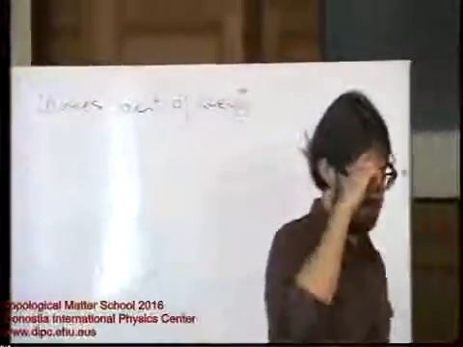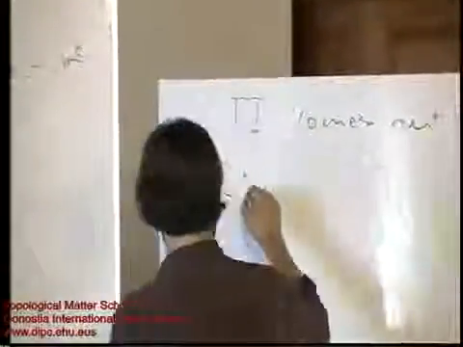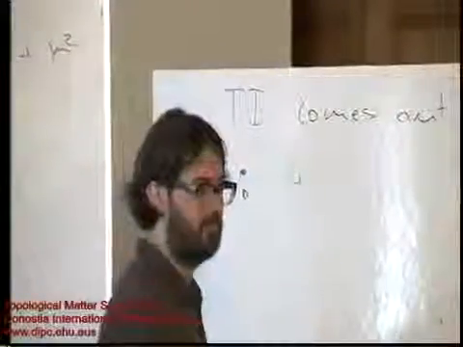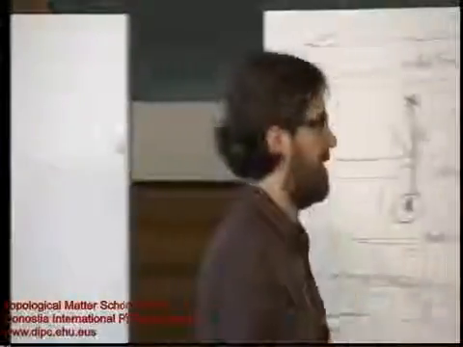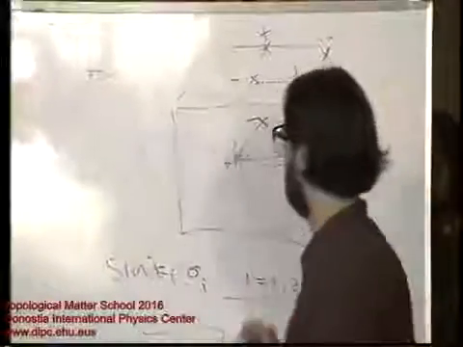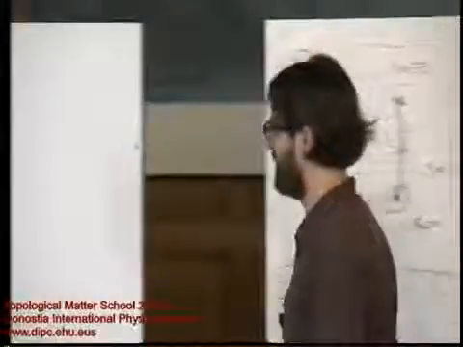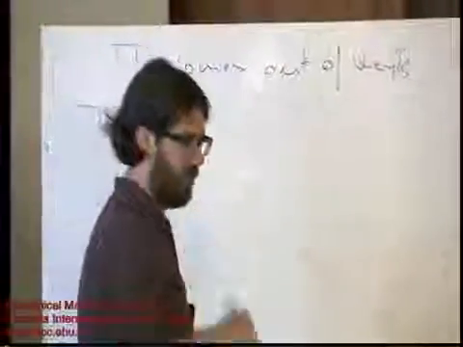And I said that for systems without time reversal, the minimum number of Weyls is 2. For systems with time reversal, the minimum number of Weyls is how many? Why? Sorry? So there you go. So this is where I confused you a bit. So there's always 8 of them at time reversal invariant points.